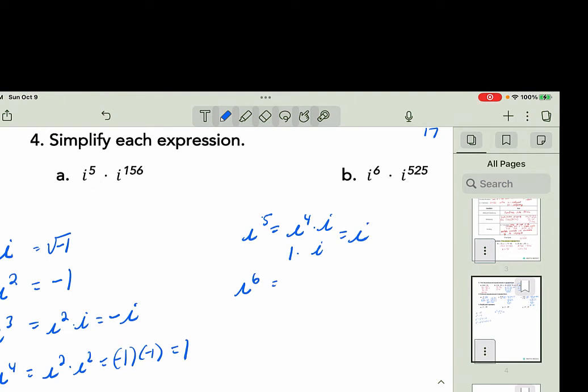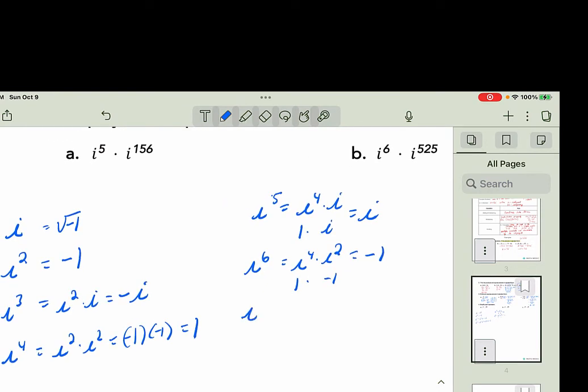i to the sixth equals i to the fourth times i squared, which just equals 1 times negative 1, or negative 1. i to the seventh equals i to the fourth times i to the third, which just equals negative i. And then i to the eighth equals i to the fourth times i to the fourth equals 1 times 1, which equals 1. So notice, when I did these, you can kind of see a pattern. Basically what I did was I used the i above to actually define it, and as we reduce these, that's the technique that you'll use.